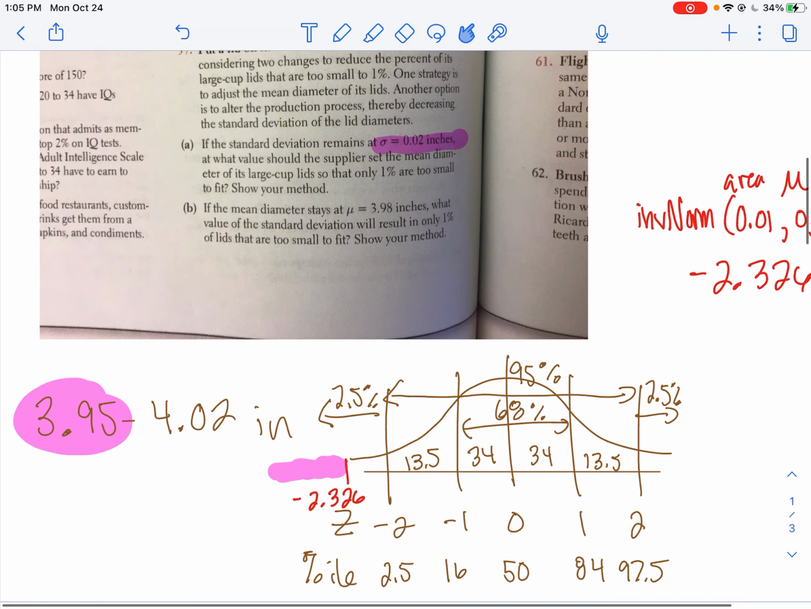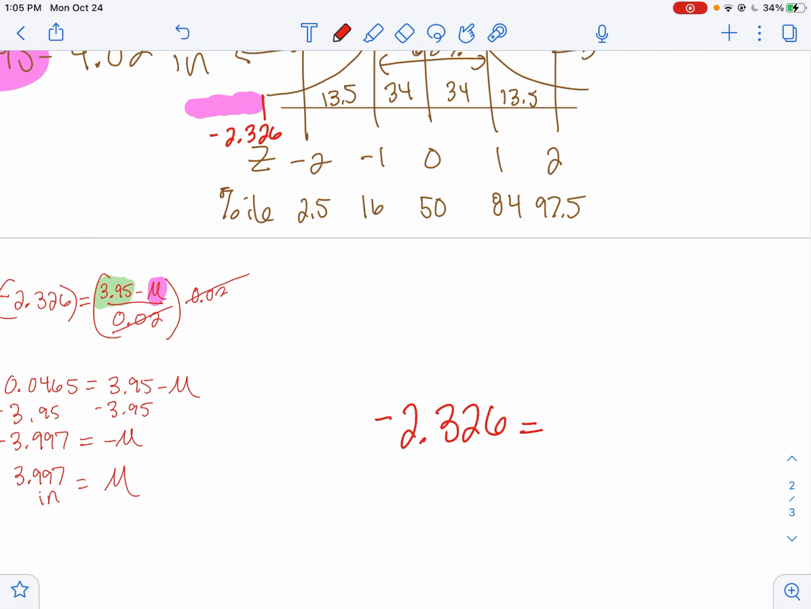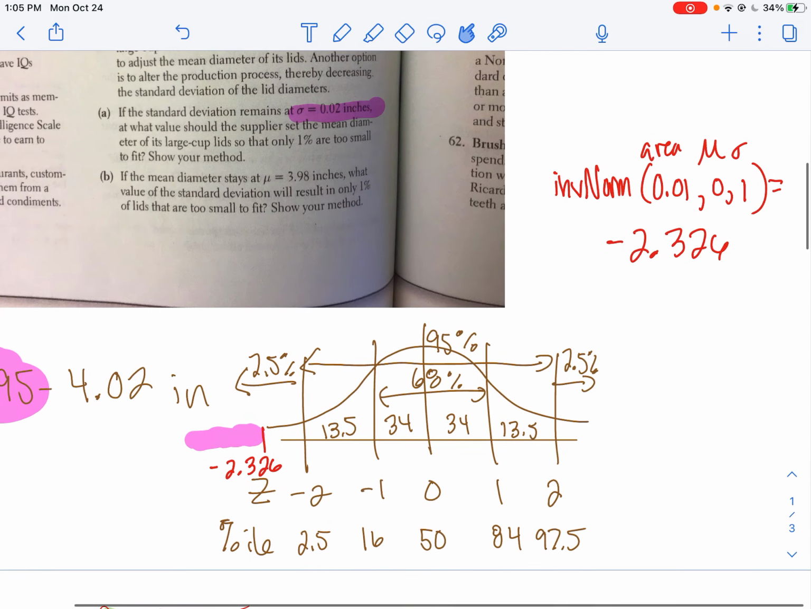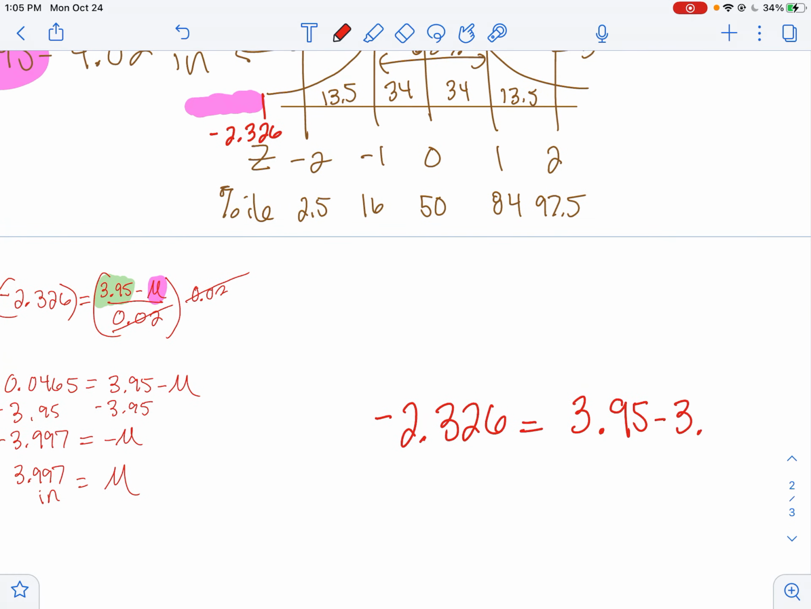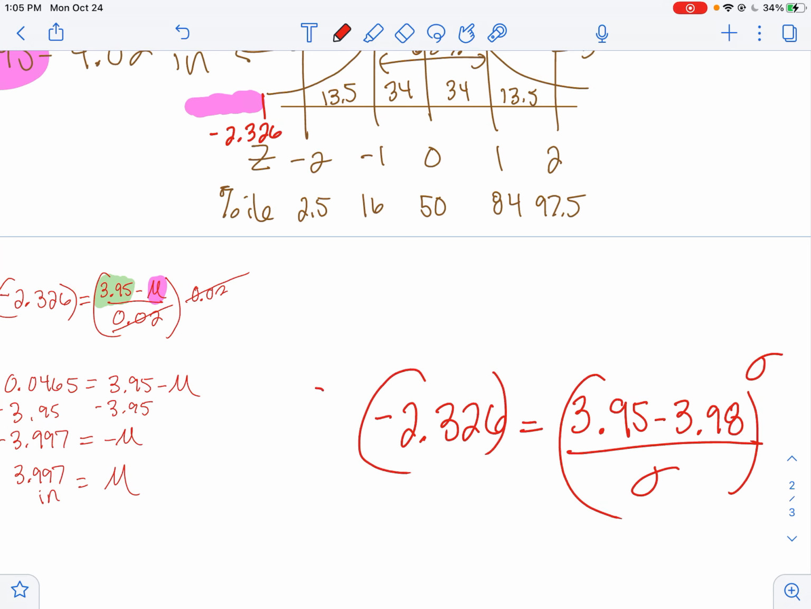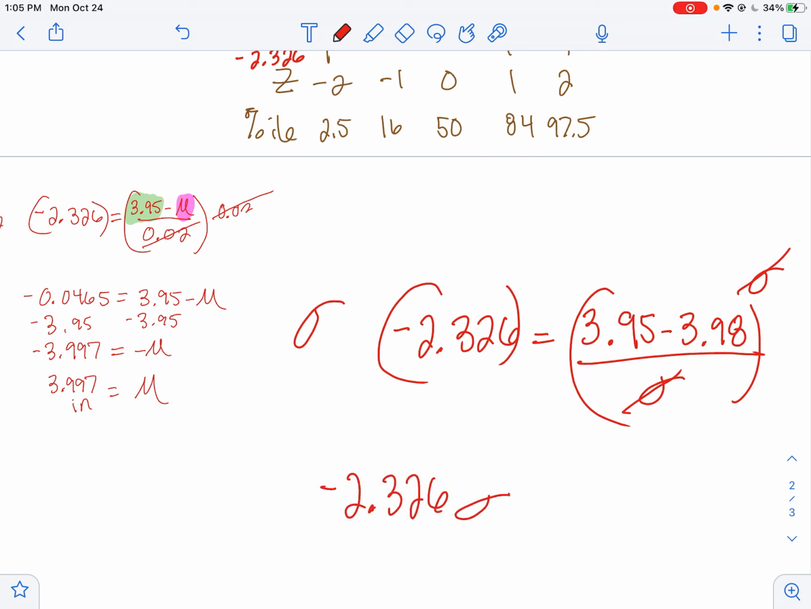Specifically said too small, right? Just want to double check. Yep. So I'm going to go with that again. 3.95, that's not going to change. They're giving me a new mean, I believe, here. Yep, 3.98, but I'm not getting the standard deviation, so I'm going to have to do some backwards algebra here. Okay, so in order to do this, I can multiply each side by sigma. Then I get negative 2.326 times sigma, or my standard deviation rather.